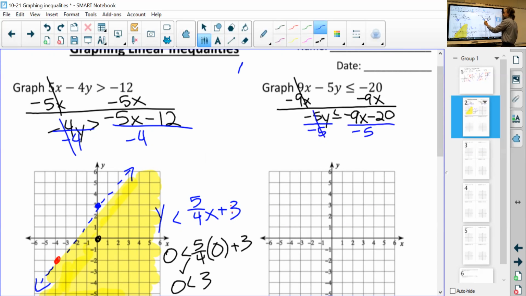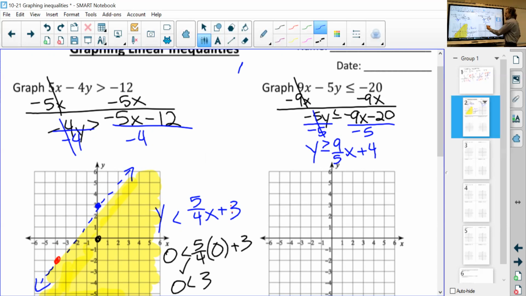Okay, this is going to cancel. So y is, and then again it's by a negative number, so we're going to flip this. This is going to become greater than or equal to. Negative 9 divided by negative 5 is positive 9 over 5 x. And then negative 20 divided by negative 5 is positive 4. Yeah, that'll fit. Okay, so there's my inequality.